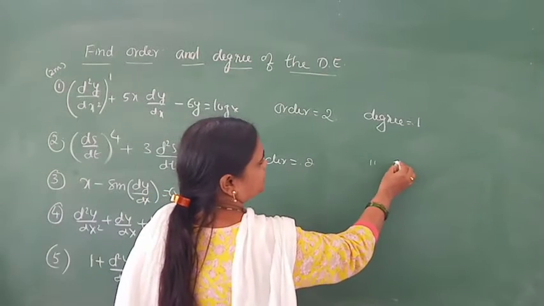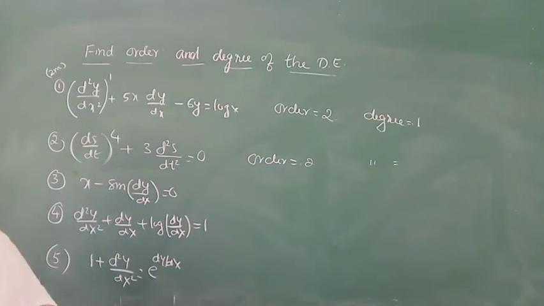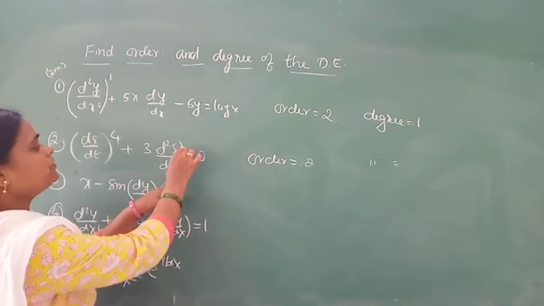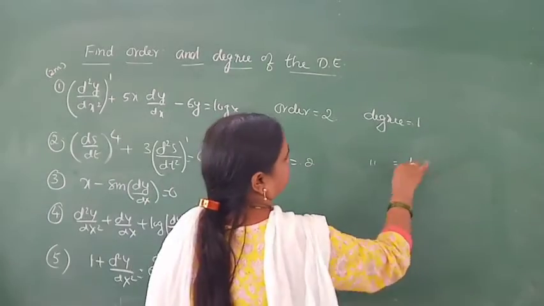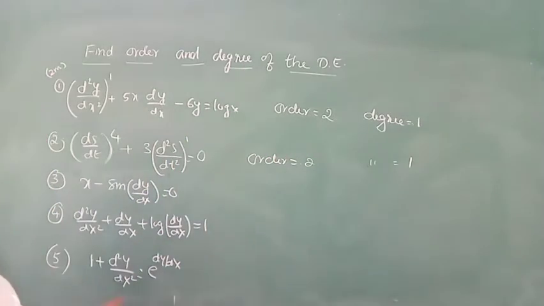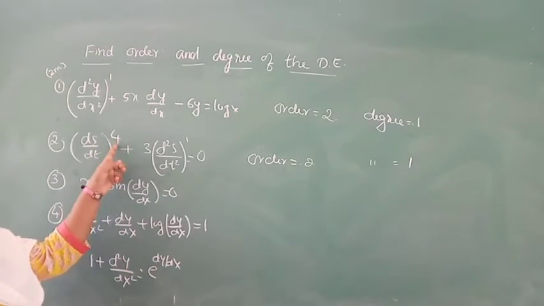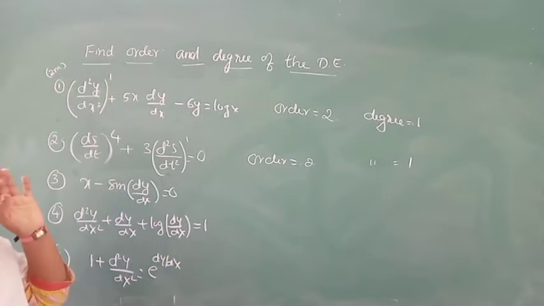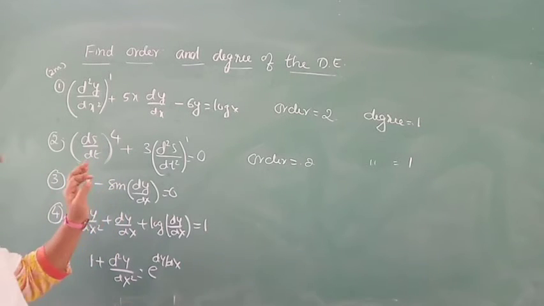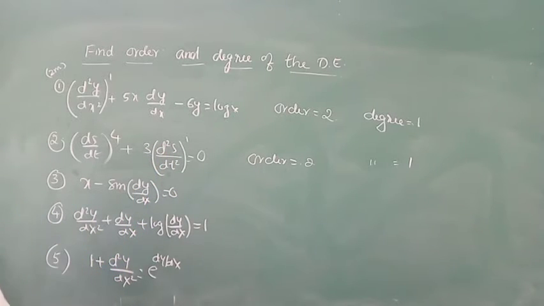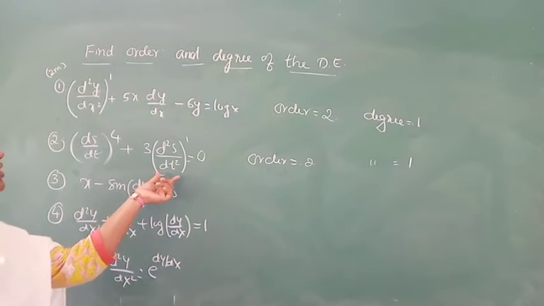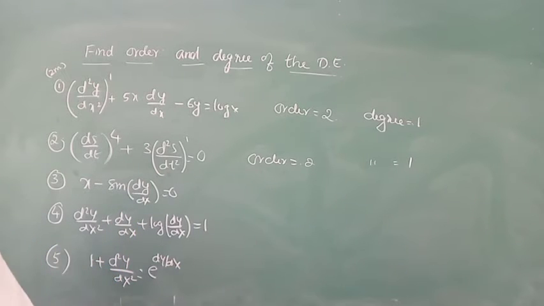And next, degree. See, the degree of the differential equation is the power of the highest order. This is the highest order, its power we are taking. Its power is what? 1. Understood? Here, see, it is 4. It is highest, but we are considering that the degree is the power of the highest order of the differential equation.